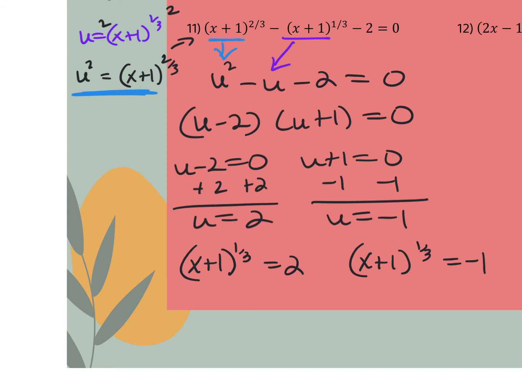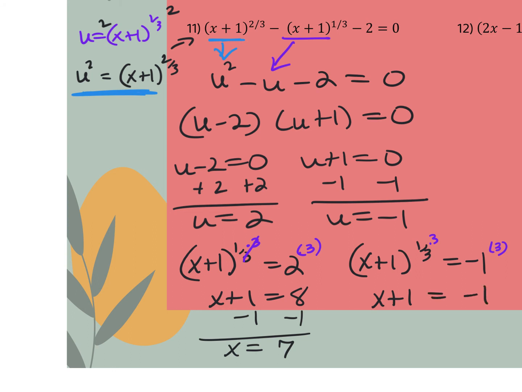Now, in order to solve an equation with a rational exponent, I need to raise both sides to the 3rd power so I can keep things balanced. I raise this side to a power of 3 because this cancels, and I'm just left with the x plus 1. But I have to do 2 to the 3rd power, so now I get 8. Then I can solve this, and I get x equals 7. Over here, I do the same thing. Raise both sides to the 3rd power. The x plus 1 comes out, and -1 to the 3rd power is just -1. Subtract 1, and x equals -2.